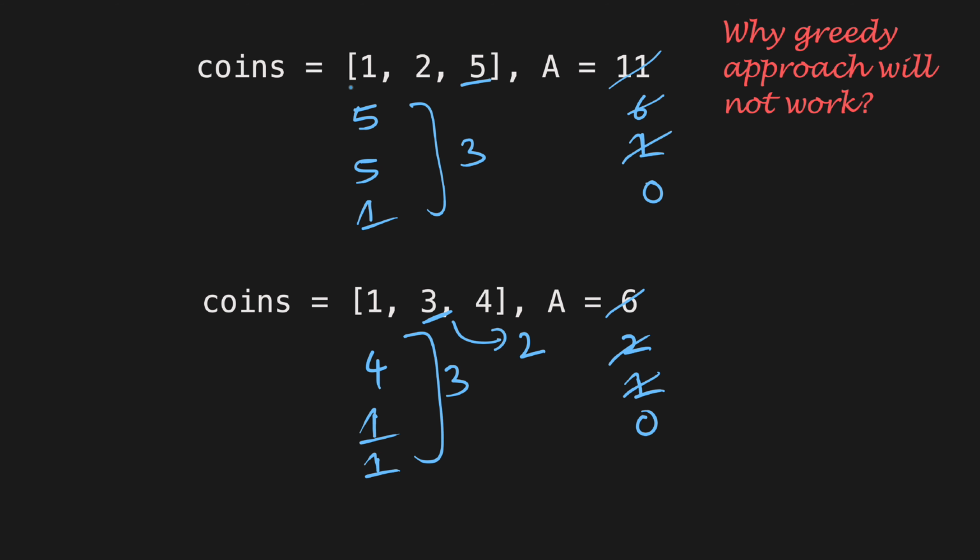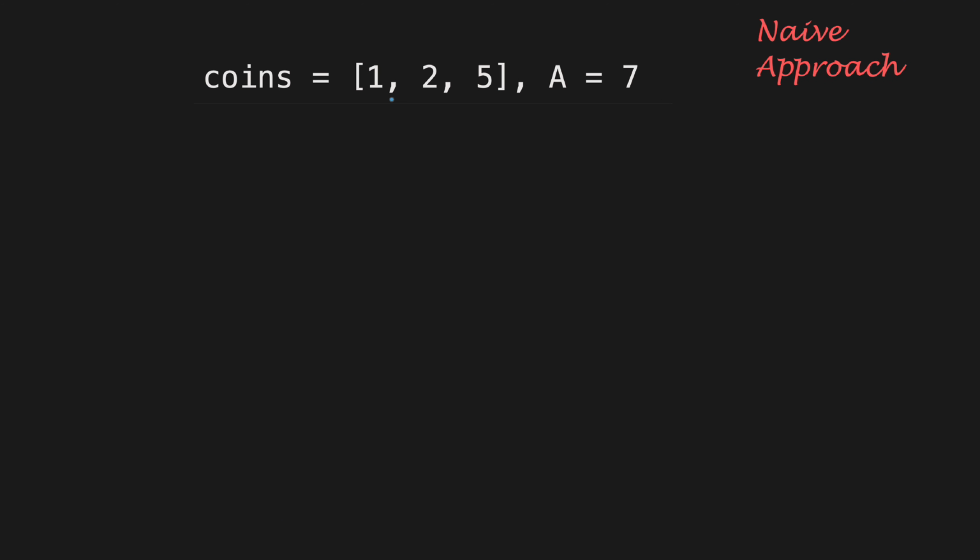So coin systems like 1, 2, 5, 10 are generally called canonical systems, where the greedy approach generally works for finding the fewest number of coins. However, to ensure that our solution works for all types of coin systems, including non-canonical ones, we need to rely on dynamic programming. But first let's look at the naive or recursive approach to solve this problem.